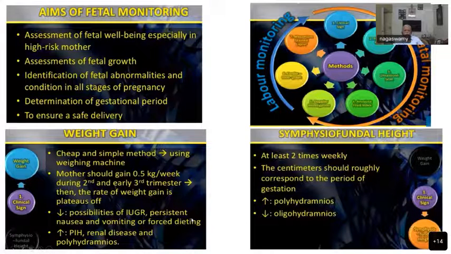Then symphysiofundal height. At least 2 times weekly, the mother's abdomen should be examined to measure the height between the symphysis pubis and the fundus of the uterus. The centimeters should roughly correspond to the period of gestation. This height will increase in polyhydramnios. It will be smaller in oligohydramnios. So this is the second simplest method of fetal monitoring.